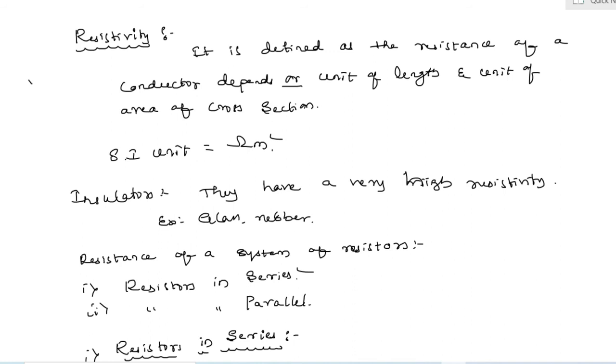Resistivity contains what? Length and area of cross section. Its SI unit is ohm meter. SI unit of resistivity is ohm meter.